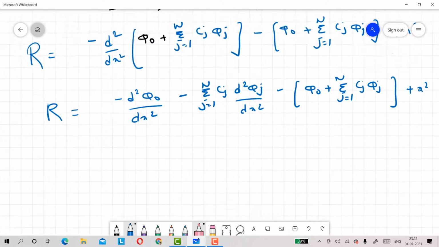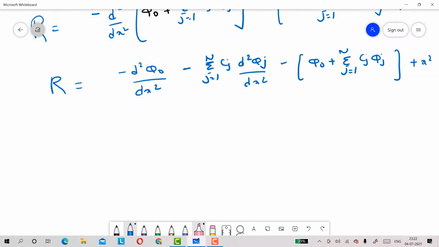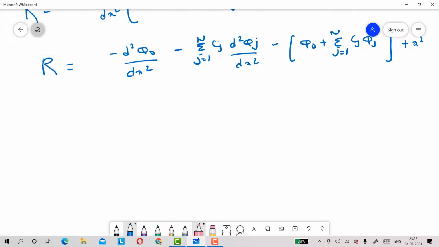Okay, so in this video we will calculate the residue only. There are 4 methods to solve for the residue, so we will do that in the next lecture. In this video we will solve up to the residue only.